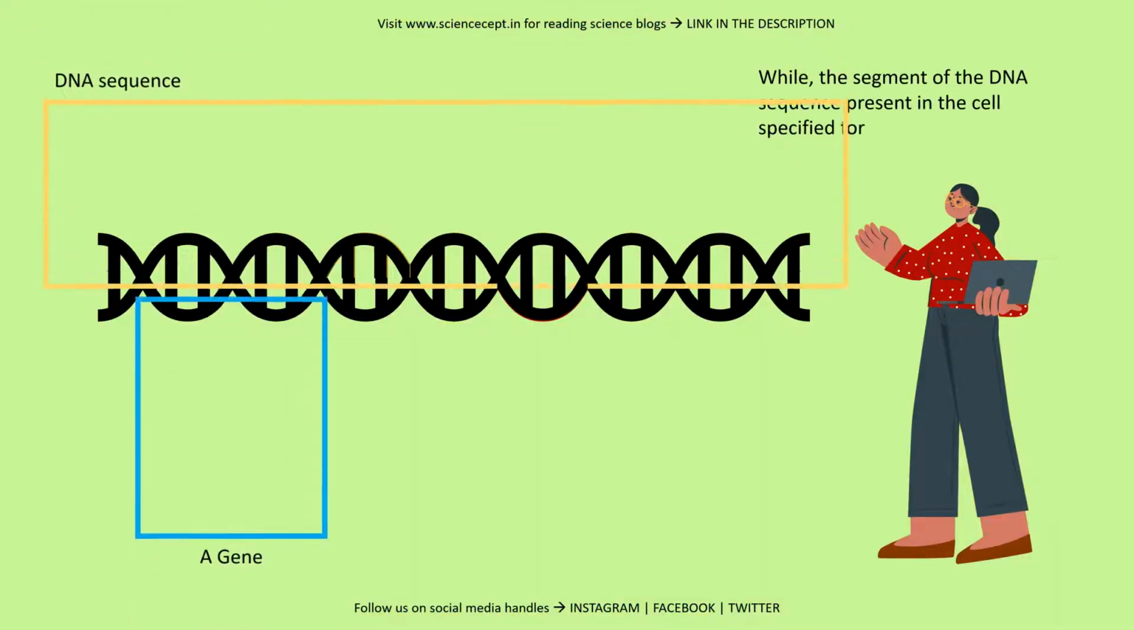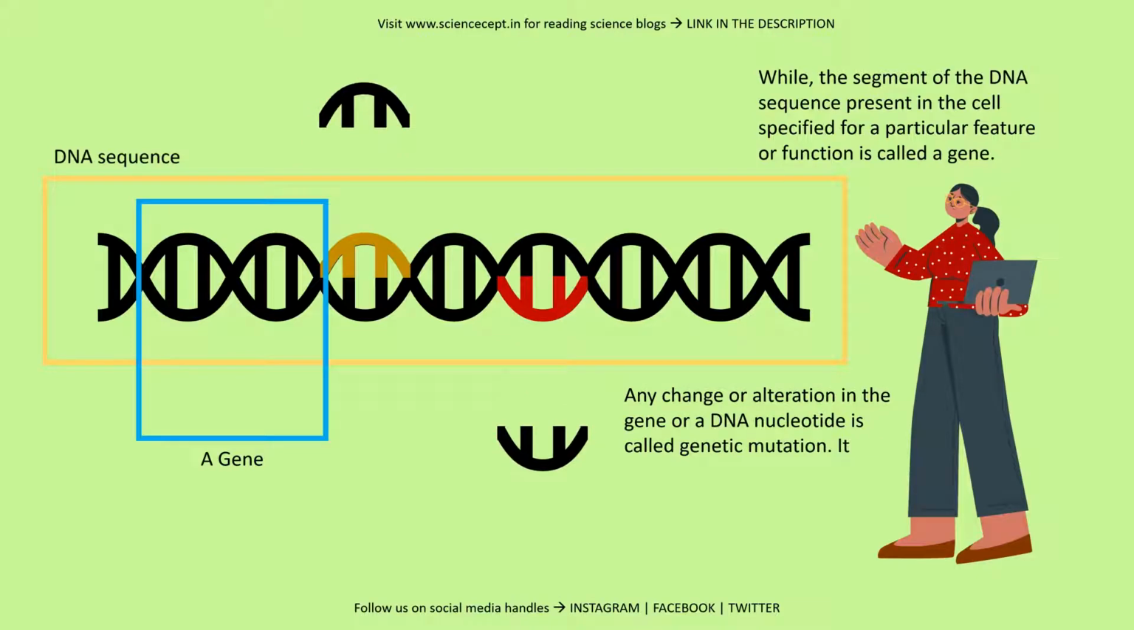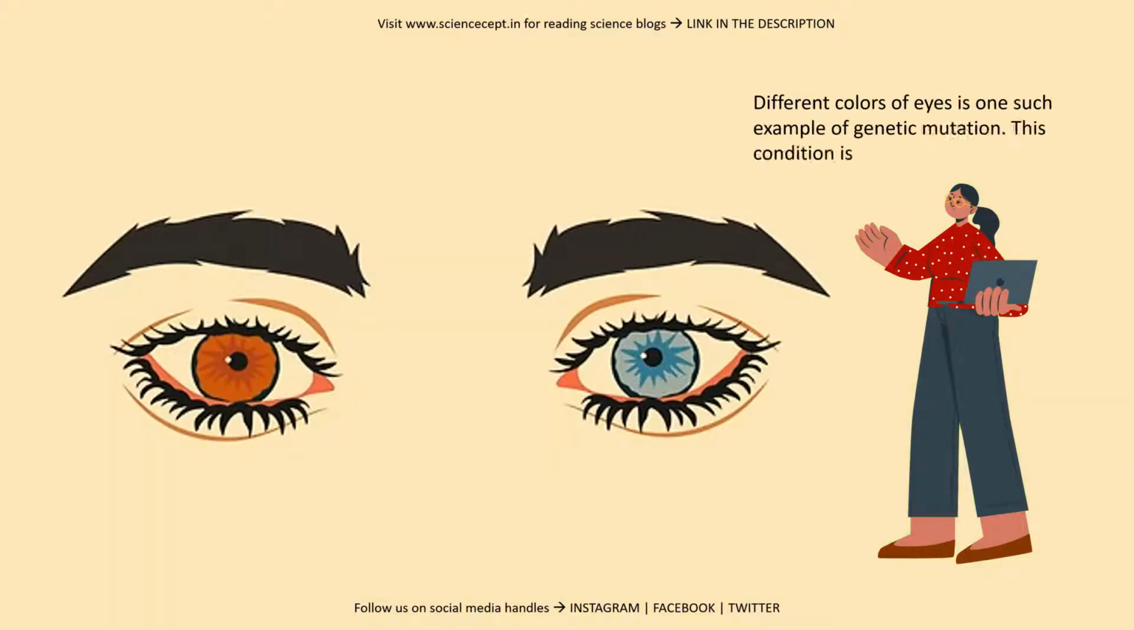The segment of the DNA sequence present in the cell that is specified for a particular feature or function is called a gene. Any change or alteration in the gene or a DNA nucleotide is called genetic mutation. It can affect body functionality. Different colors of eyes is one such example of genetic mutation. This condition is called heterochromia.